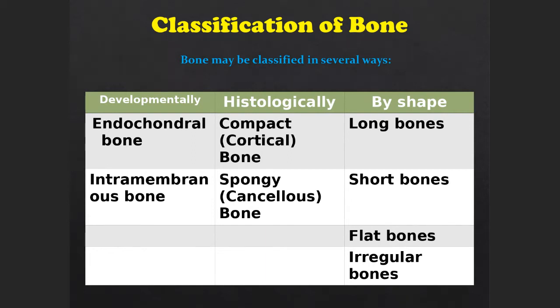Histologically, how do you differentiate them? Compact and spongy. Compact is also called cortical bone. Spongy is also called cancellous bone. The term itself implies it. If I ask you, is compact more rigid or is spongy more rigid, what would be your answer?